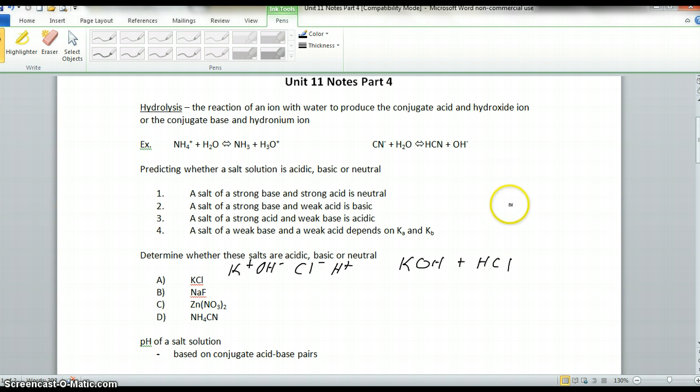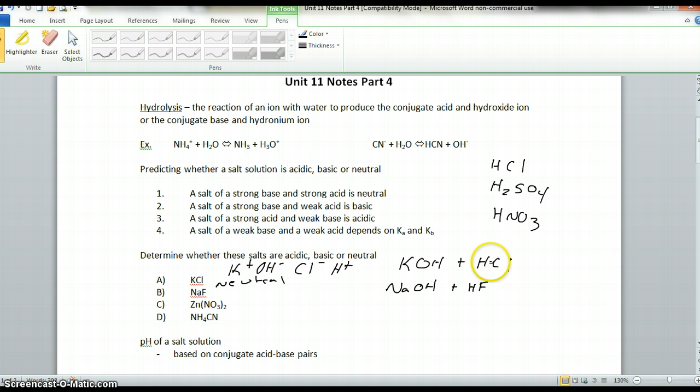For your purposes, you need to know three strong acids. You need to know HCl, H2SO4, and HNO3. So HCl obviously is one of those and is a strong acid. So this is a strong base and a strong acid. So KCl as a salt solution would be neutral, meaning it was formed from a strong acid and a strong base reacting together.